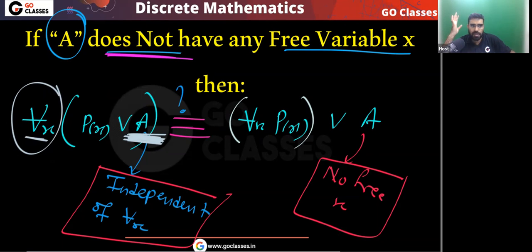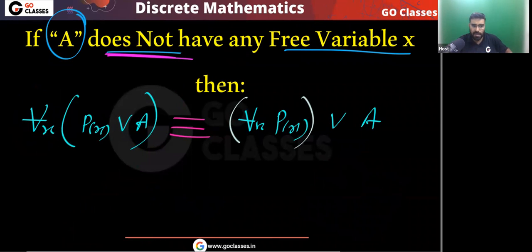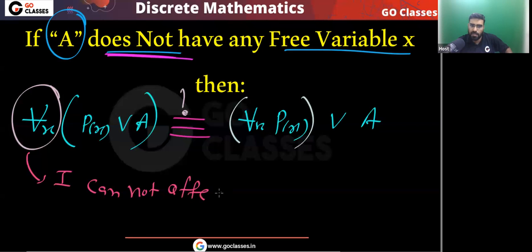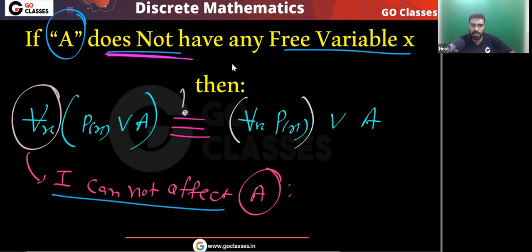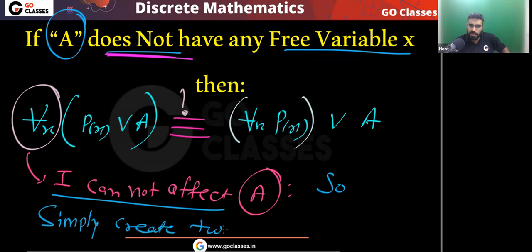I cannot affect you. See what this universal quantifier is thinking. See the thought process of this universal quantifier. It is thinking that I cannot affect this a. Yes or no? So simply I can create two cases, that either you will be true or you will be false.